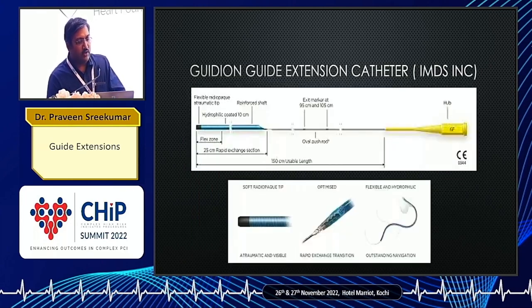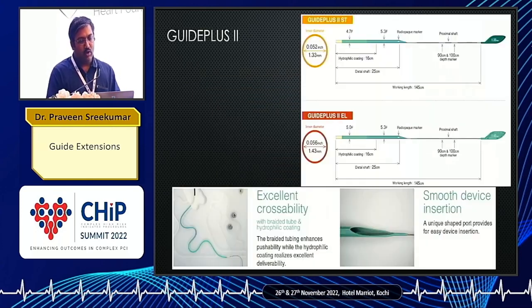And this is the Guidion one. This is from IMDS, and it is very similar, except for the proximal part. The entry of the hardware is easier because its bevel is more straightened. Even in Guide Plus from Nipro, there are two types. The only difference is that Guide Plus 2 ST has a 4.7 French end profile, while Guide Plus 2 EL has a 5 French end profile. Both catheters are otherwise the same, similar to most other catheters with a hydrophilic coating at the tip. The bevel here is more slanting rather than curved, so proximally the hardware delivery is easier. They will not get stuck at this point proximally.